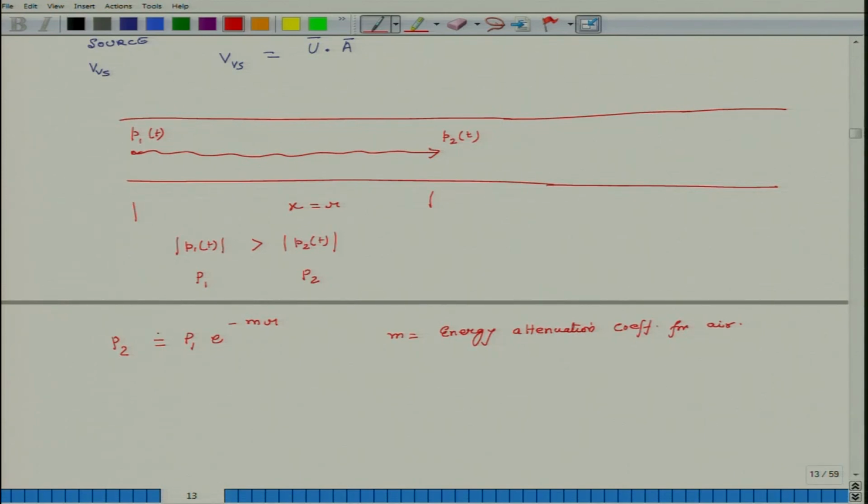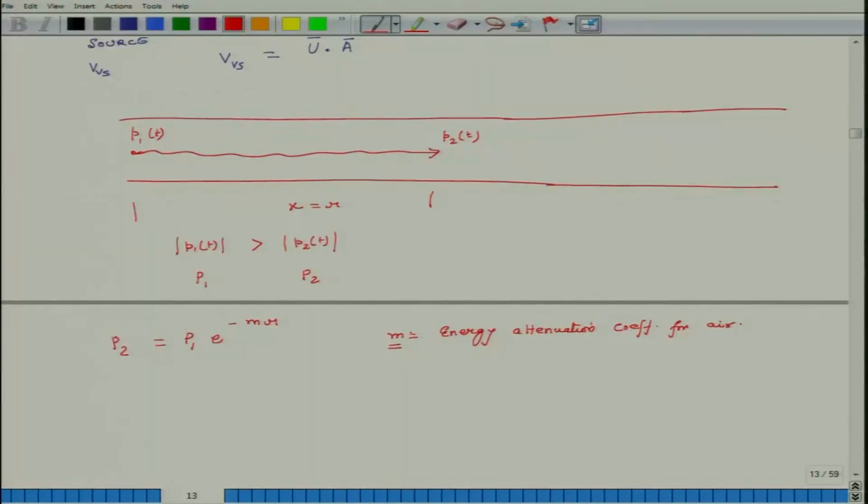So, for a straight tube with a uniform cross section, the amplitude just keeps on decaying, and it decays in an exponential way. But you would think that, being exponential, it will go down very fast. It does not, because especially for low frequencies, the value of m is extremely small. What is the unit of m?